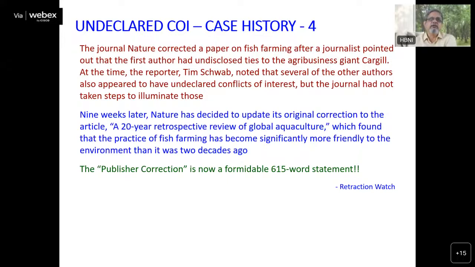So a few weeks later, Nature actually decided to update its original correction to the article. This is the title of the article, which found that the practice of fish farming had become significantly more friendly to the environment than it was 2 decades ago. So it was just a small correction. But then later, finally, it turns out that the publisher correction is a 615-word statement. So this was actually published by this site called Retraction Watch.